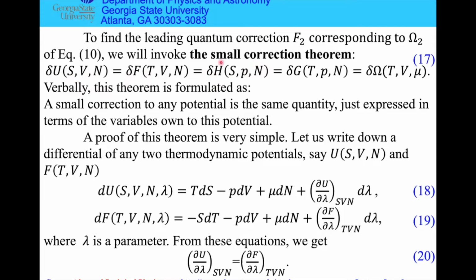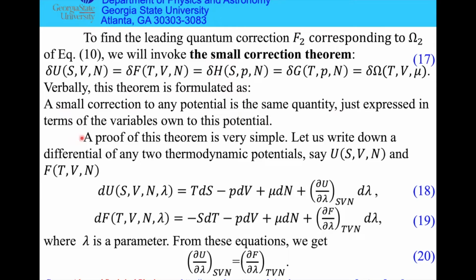The same is true for small changes of enthalpy, Gibbs free energy, and grand potential. So the change of any of these quantities in response to a change of a controlling parameter, any controlling parameter, as long as these changes are small, are equal. Verbally, this theorem is formulated the following way: a small correction to any potential is the same quantity, just expressed in terms of the variables own to this potential. And of course, U's own variables are S, V, N; F's are T, V, N, and so on.